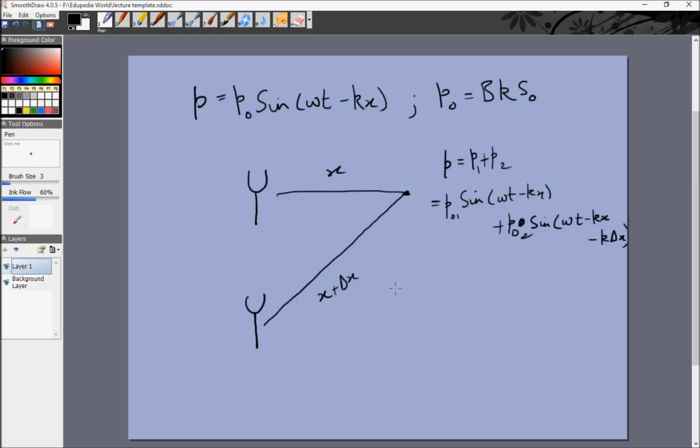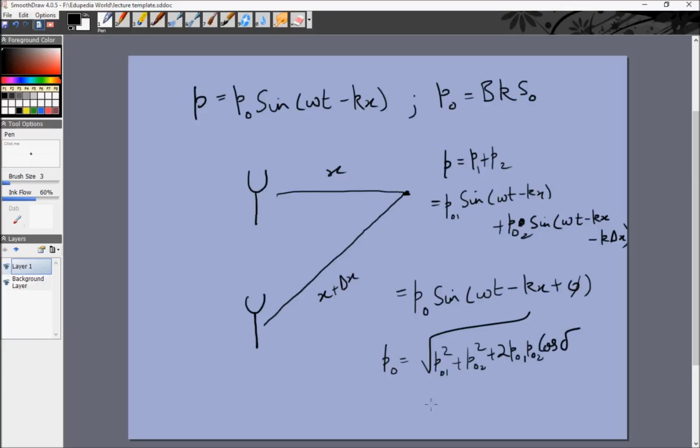The net resultant will be P0 sine of omega t minus kx plus phi, where P0 will be root of P01 squared plus P02 squared plus 2 P01 P02 cos delta, and tan phi will be P02 sine delta by P01 plus P02 cos delta. I'm sure this is familiar to you by now. This is probably the fourth time we are seeing this equation. Whenever we have two vectors with different amplitudes and different phases, this is the net sum.